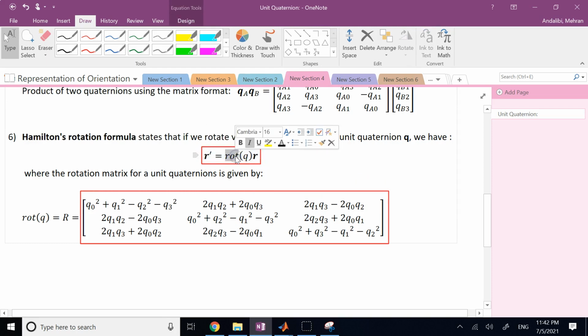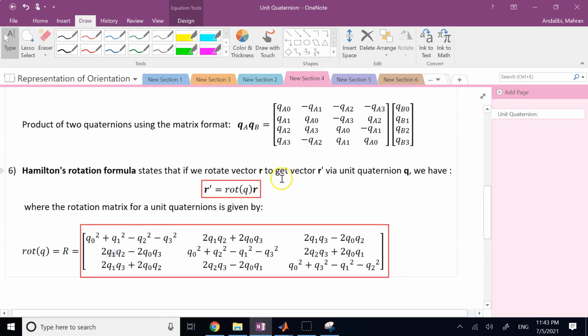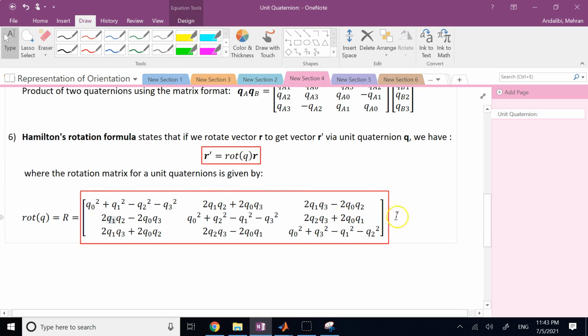So this rotation matrix is very similar to the axis angle. It doesn't take you from the new frame back to the old frame. By pre-multiplying, it takes you from old to the rotated, which is the new. The rotation matrix for the quaternion is basically this matrix here. If we plug in the values of Q0 to Q3, it gives me a 3 by 3 matrix, and I can multiply it by any vector to rotate it.